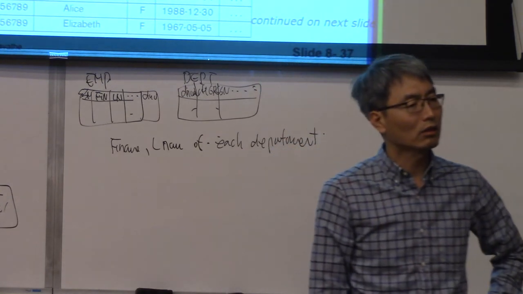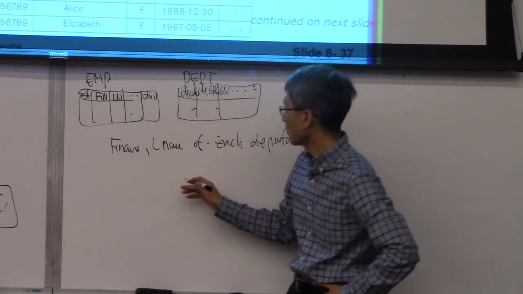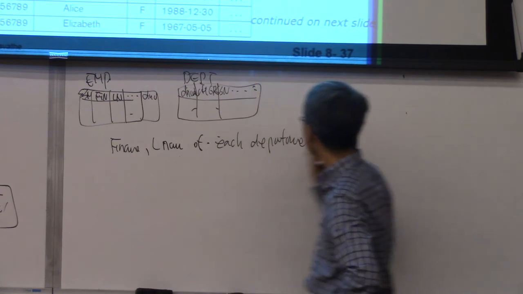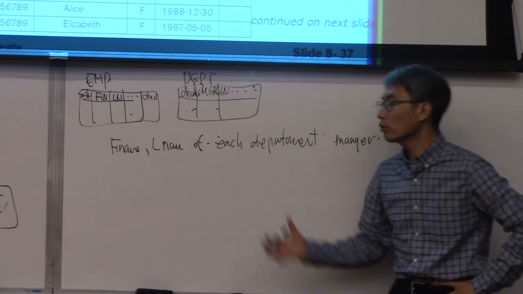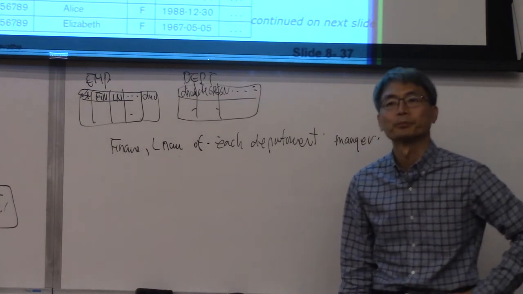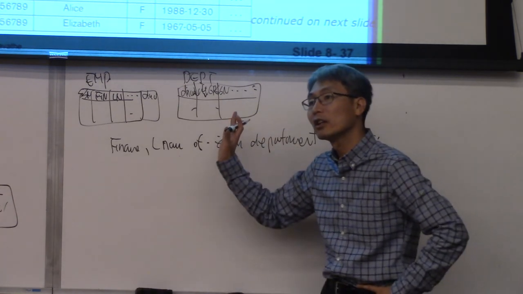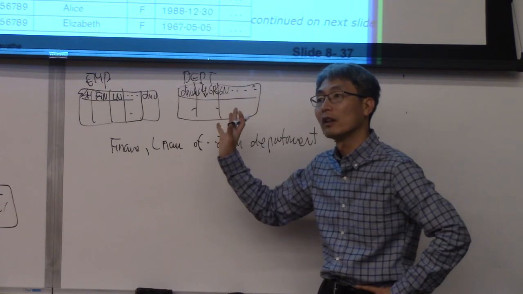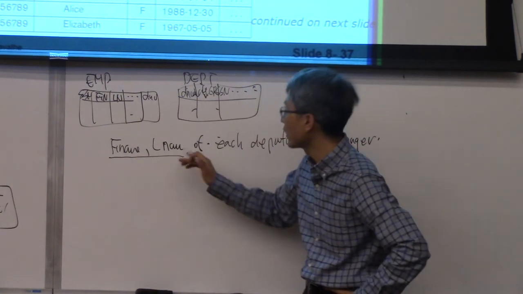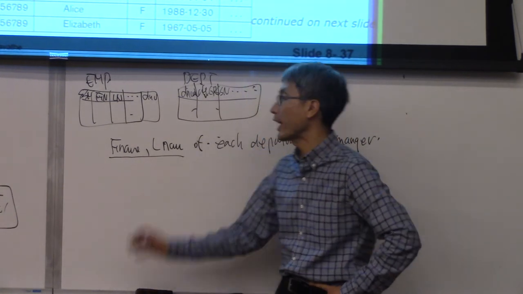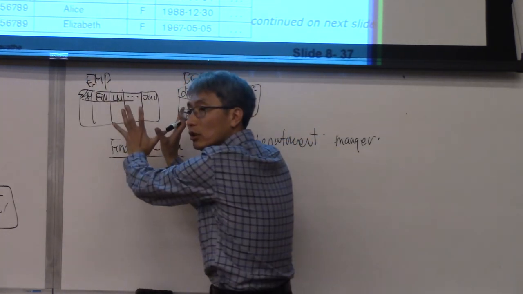How can you get the first name, last name of each department manager? Who is the manager? This one, manager social security number. But this one has only the social security number. What we need is the first name and last name. Where do you get the first name, last name? Employee. So you need to access two tables, two relations.